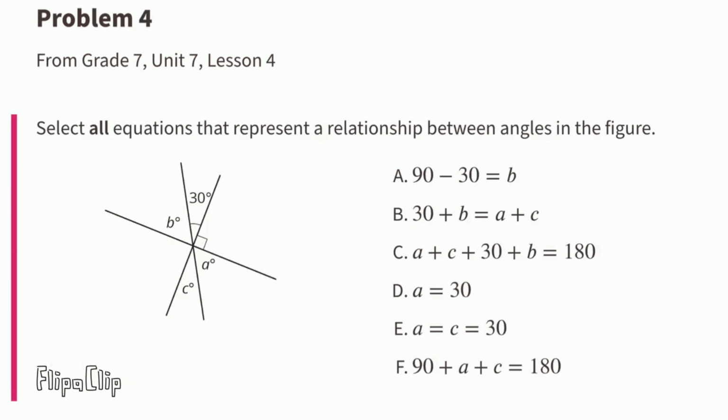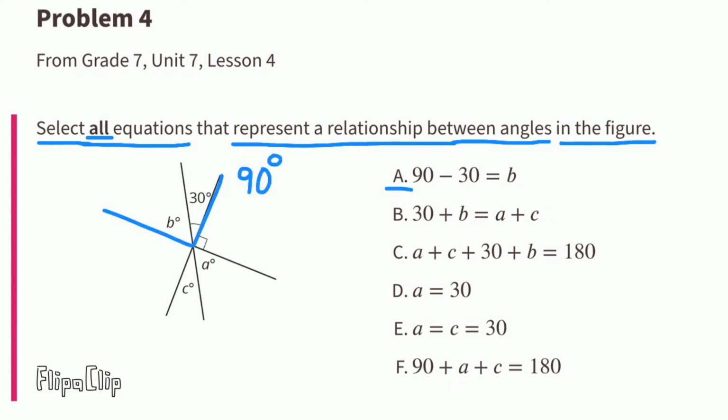Problem number 4, from 7th grade, Unit 7, Lesson 4. Select all equations that represent a relationship between angles in the figure. A. This 90-degree angle minus 30 degrees leaves the angle with B degrees. So I would select A.